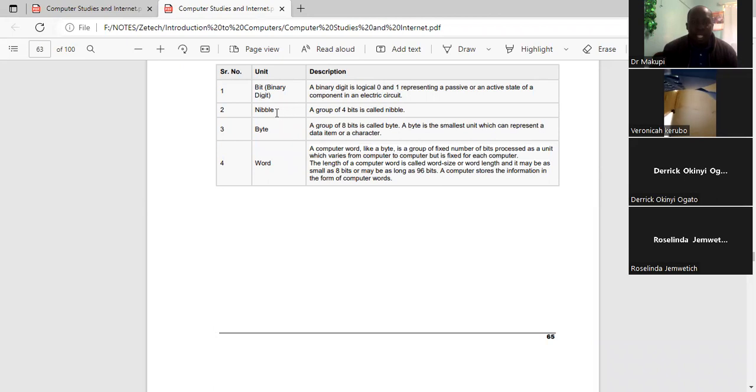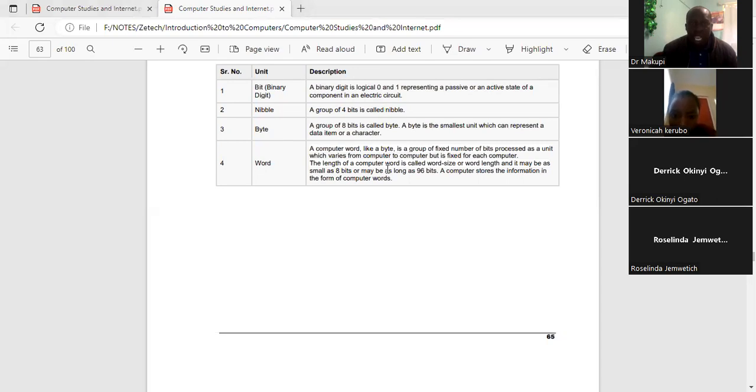There is something known as a nibble, which is actually a combination of 4 bits. 4 bits forms what we say a nibble. Byte is a group of 8 bits. Remember I said bits are ones and zeros. So understand when I say a nibble is 4 bits, it's actually a combination of zeros and ones. There is also a byte, which is a group of 8 bits.